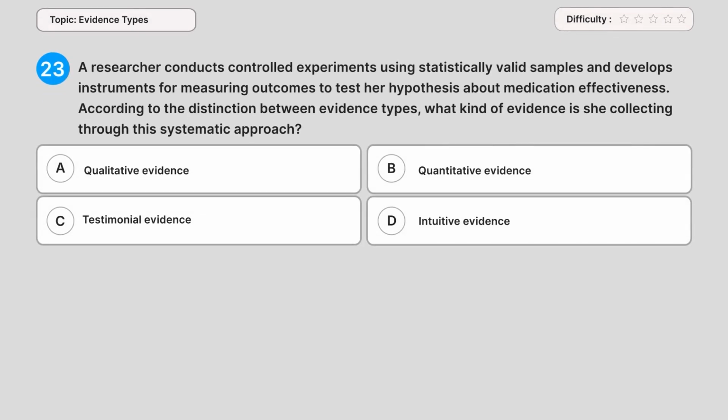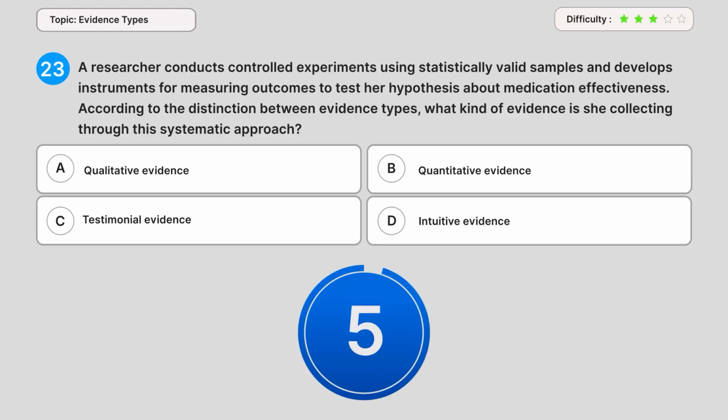23. A researcher conducts controlled experiments using statistically valid samples and develops instruments for measuring outcomes to test her hypothesis about medication effectiveness. According to the distinction between evidence types, what kind of evidence is she collecting through this systematic approach? A. Qualitative evidence. B. Quantitative evidence. C. Testimonial evidence. D. Intuitive evidence. Can you guess the answer?